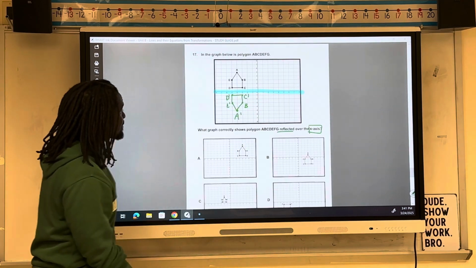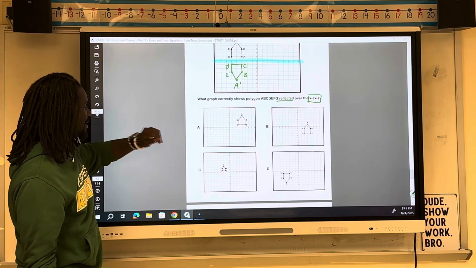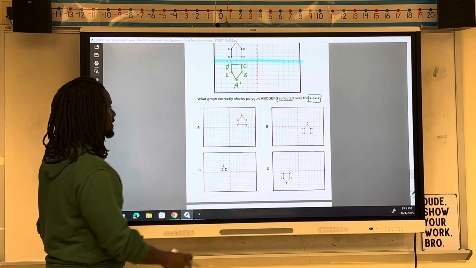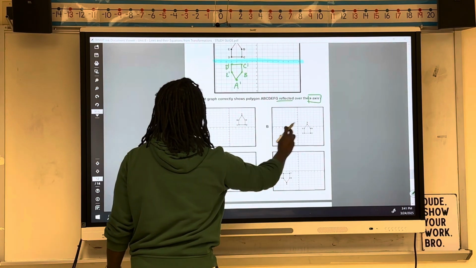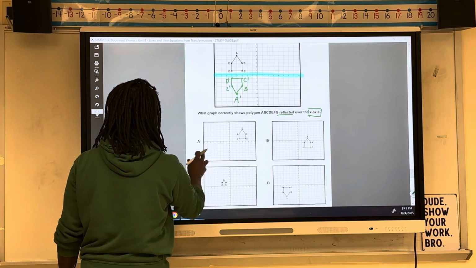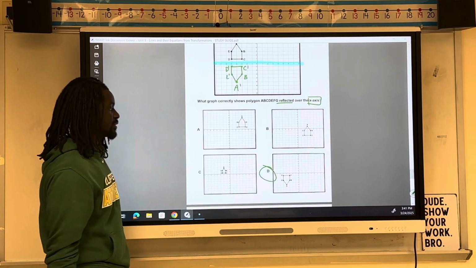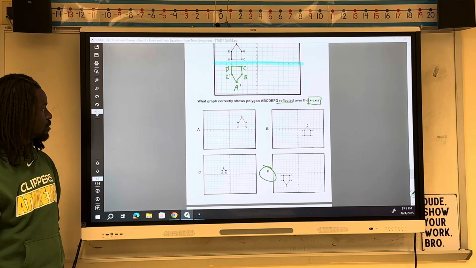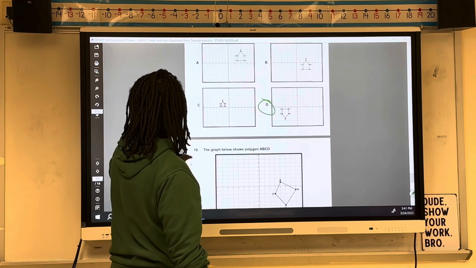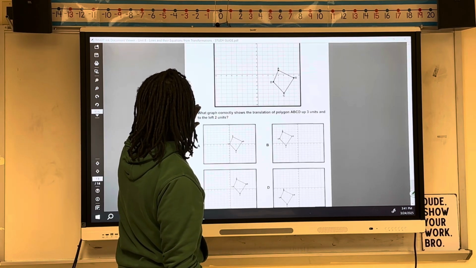All right, and so I'm looking for the one that matches that. This is a slide. That's a slide. That just made it smaller. The answer is D. All right, now let's look at the next one.